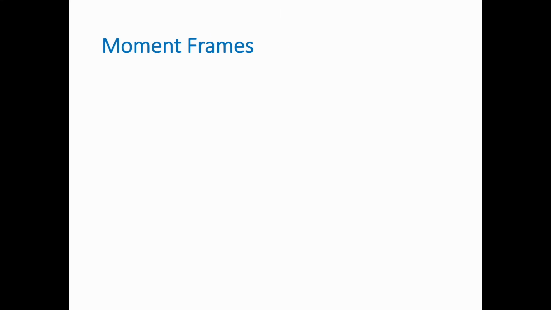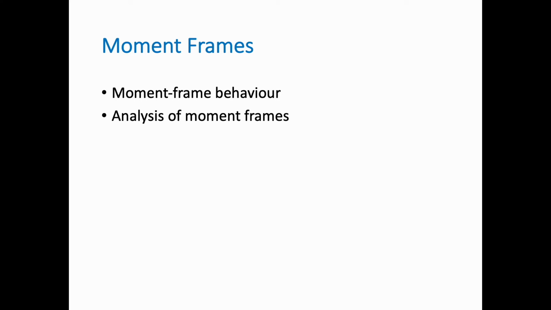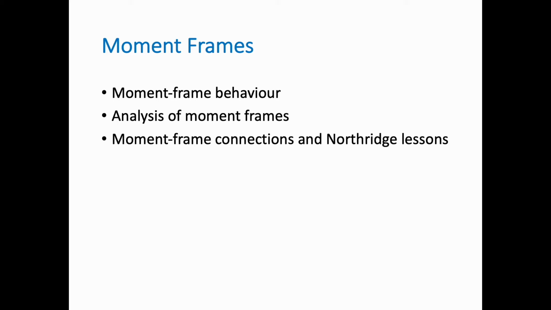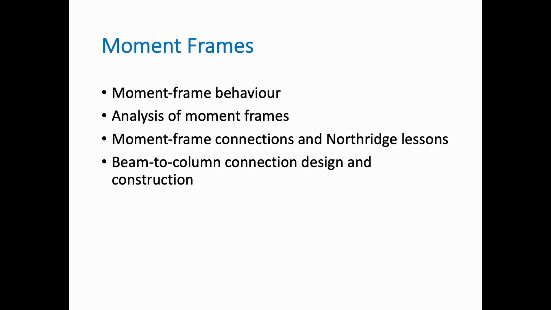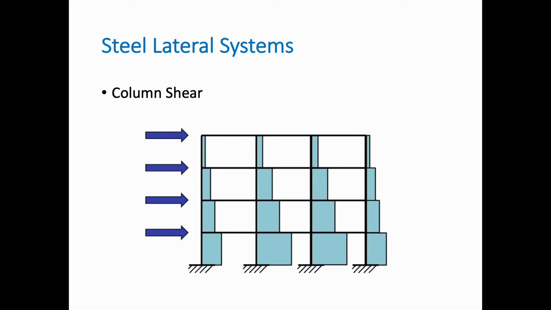So let's start here with the moment frames, the moment frame behavior, some analysis of moment frames, and then talk about the connections and the Northridge lessons. Together with this is the Kobe earthquake, which happened almost the same year. The beam to column connection design and construction, and we will end this part of the presentation with some pre-qualified connections.